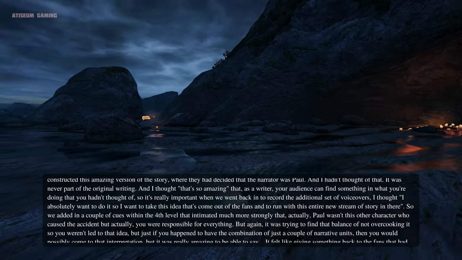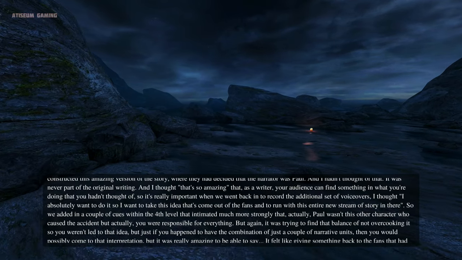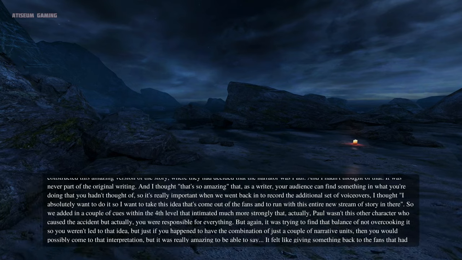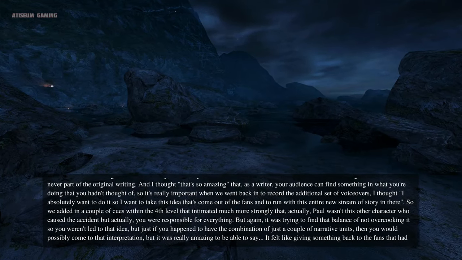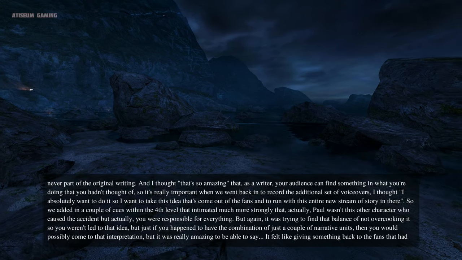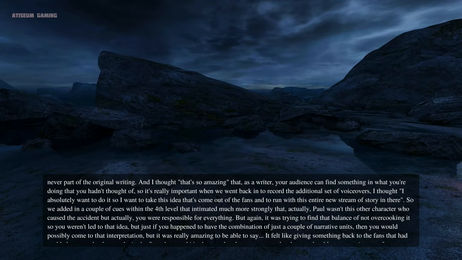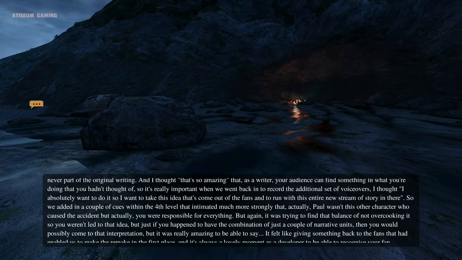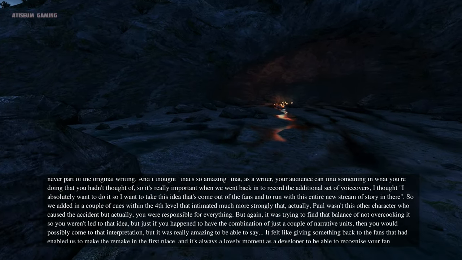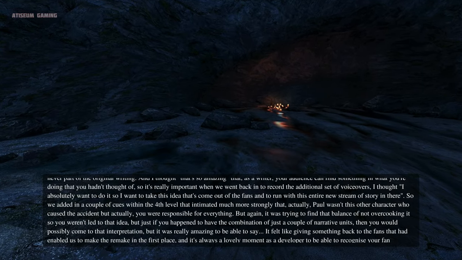So we added in a couple of cues within the fourth level that intimated much more strongly that actually Paul wasn't this other character who caused the accident, but actually you were responsible for everything. But again, it was then trying to find that balance of not overcooking it, so you weren't led to that idea, but just if you happened to have the combination of a couple of narrative units, then you would possibly come to that interpretation.